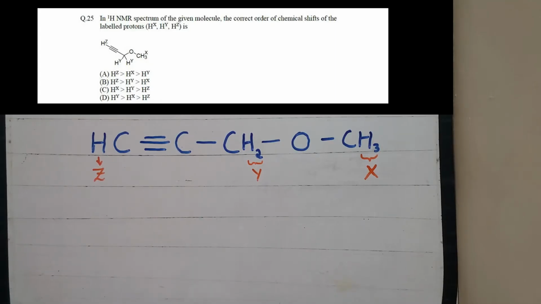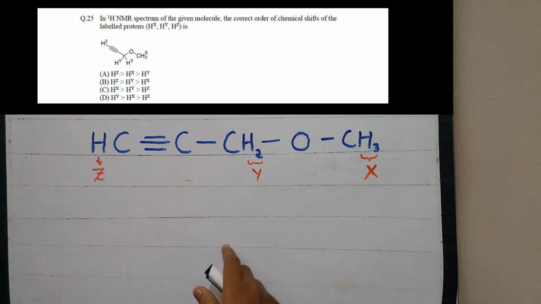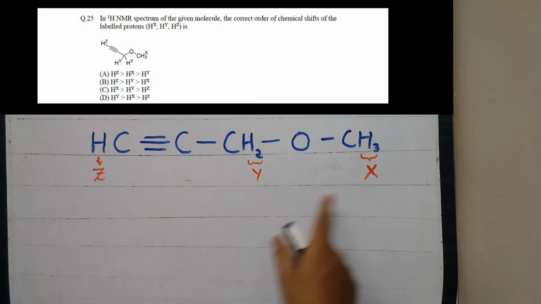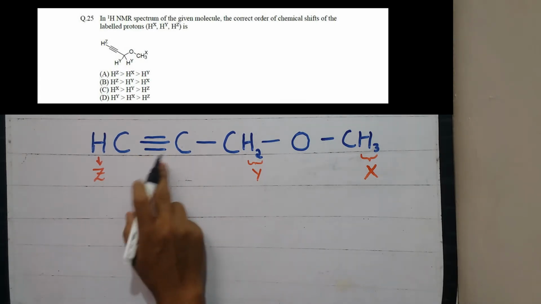This is a question from IIT JAM on NMR spectroscopy. The correct order of chemical shift value of these protons X, Y and Z is? They have given a molecule which contains three different sets of protons. We can see there is a triple bond, or an alkyne group, present.